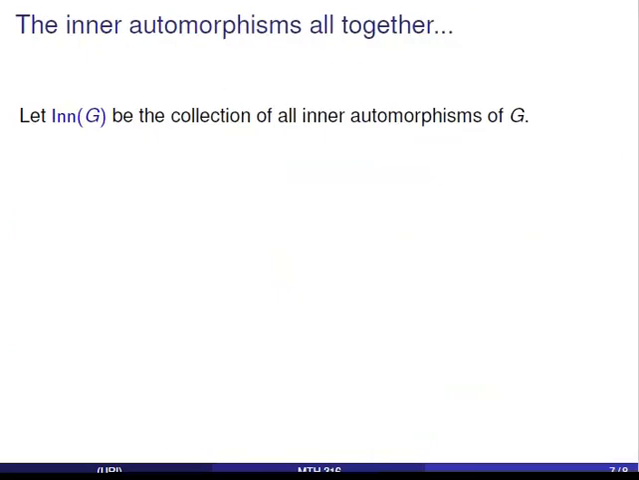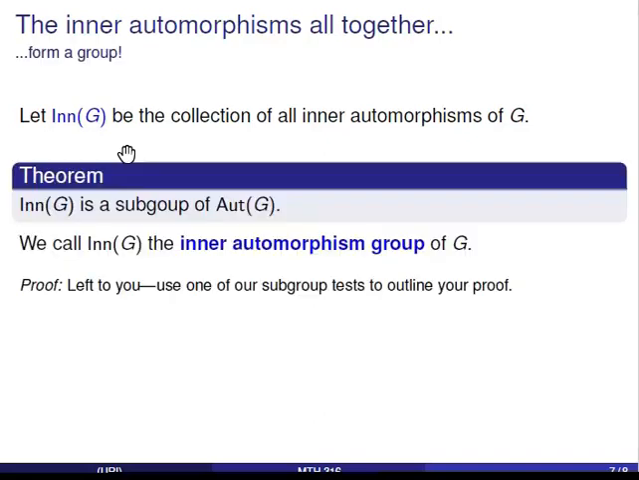Now, when we looked at all the automorphisms together in the last video, it turned out that the whole set of automorphisms of a group G was itself a group, the automorphism group of G. Let's define Inn of G to be the collection of all inner automorphisms of G. It turns out that like Aut of G, Inn of G is a group. It's called the inner automorphism group of G, and it actually is a subgroup of Aut of G. Now I'm going to leave it to you to come up with a proof that Inn of G is a subgroup of Aut of G. You should probably approach this by using one of our subgroup tests. Go ahead and review those if you're a little bit rusty on how to apply those.